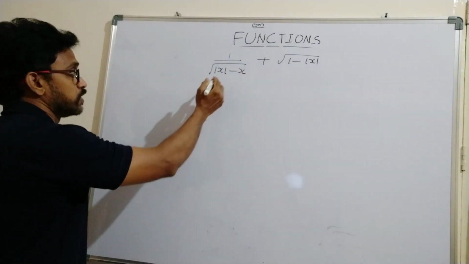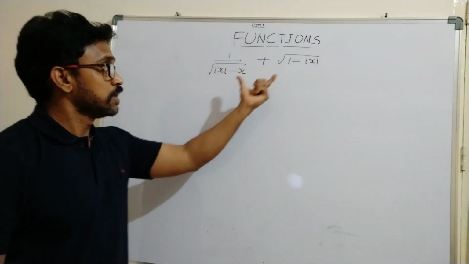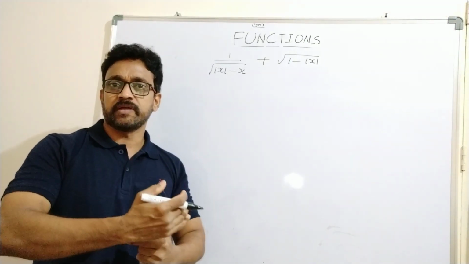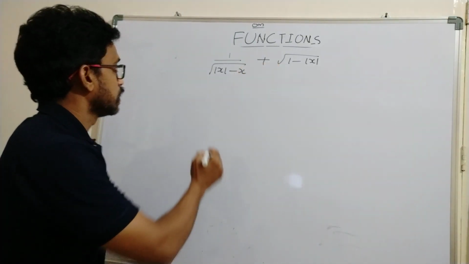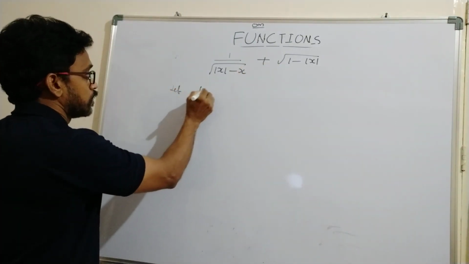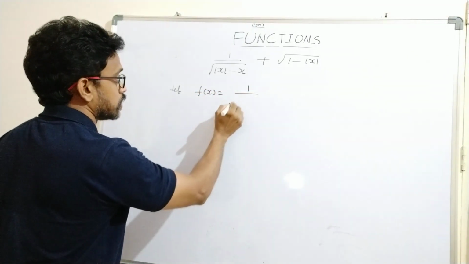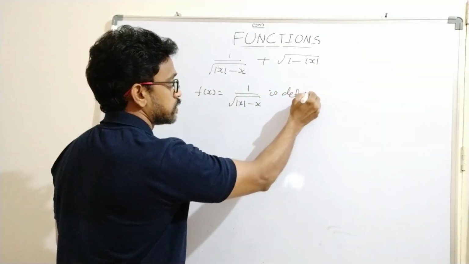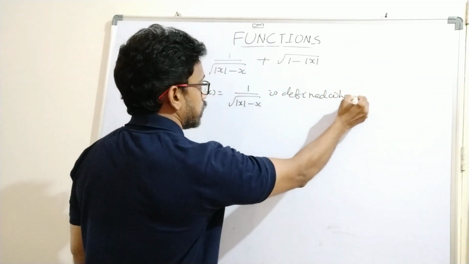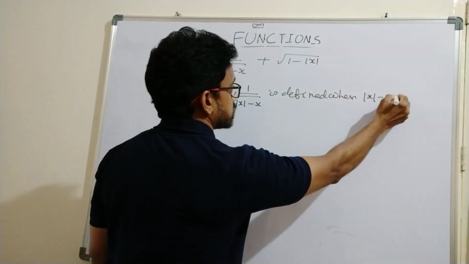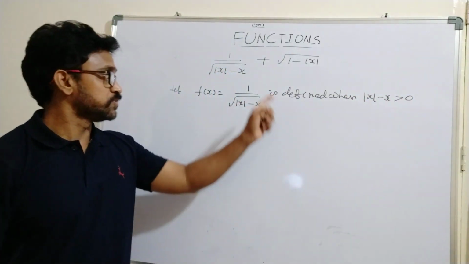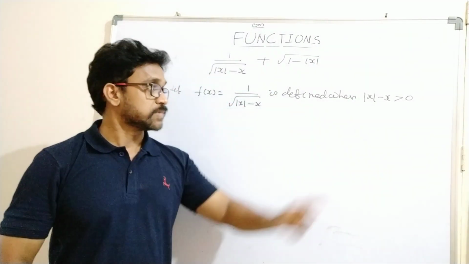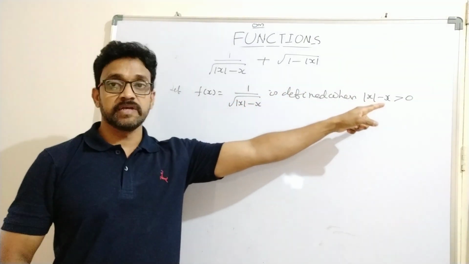Okay, observe here, very clear, the given function is a sum of two functions. That's why first we should identify the domain of each function. That is, let f of x is equal to 1 by root over mod x minus x. It is defined when mod x minus x is greater than 0, because it is of the form 1 by root over g of x. That's why mod x minus x is greater than 0.